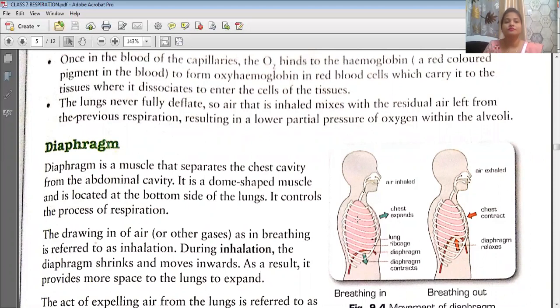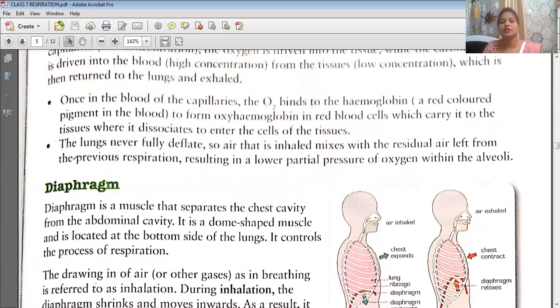Now the lungs never fully deflate. Deflate means to become flat; they do not become completely flat. Why? This is the reason: the air that is inhaled mixes with the residual air left from the previous respiration. Understand this line properly, student.